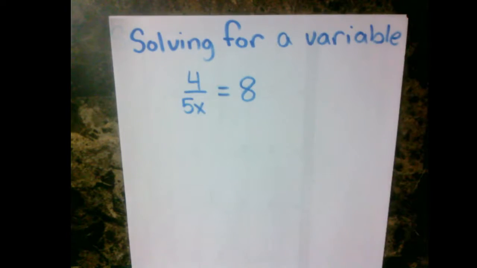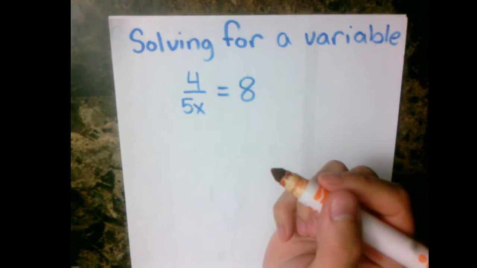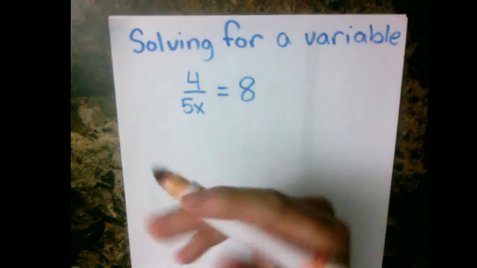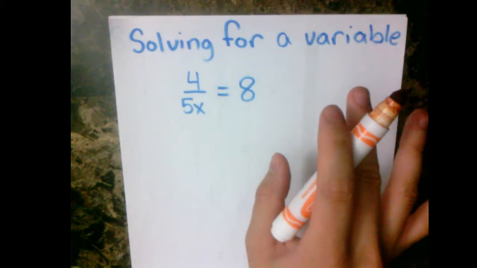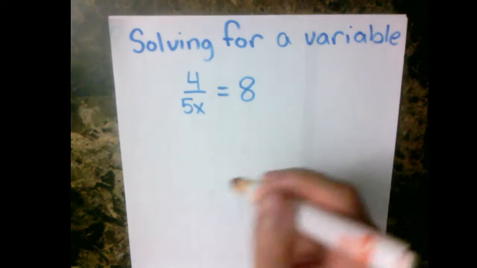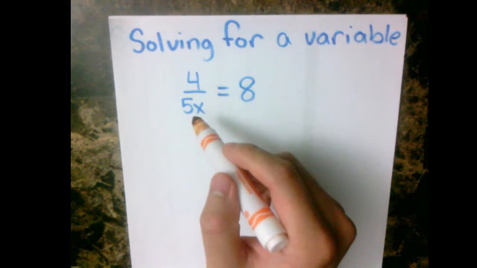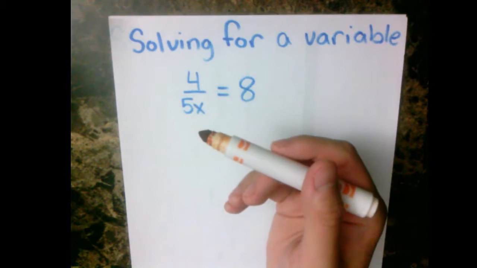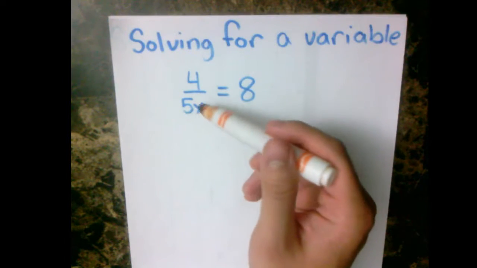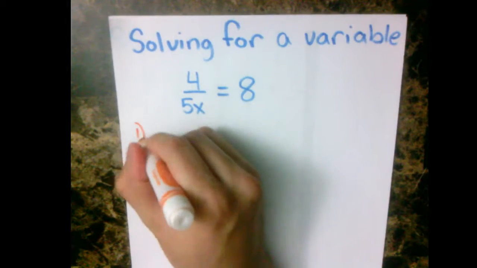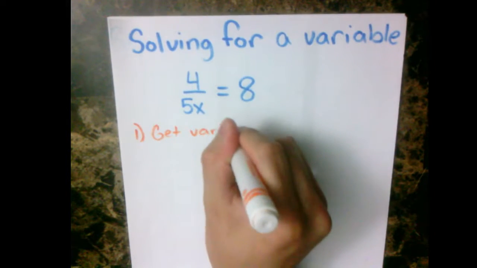Alright, so step 1 here. What you have to do is see if your variable is in the denominator. Because if your variable is in the denominator, that means your first step is to get it out of the denominator. Basically, solving for a variable is to do everything you can in opposites to slowly get this alone. Okay? So step 1 is get the variable out of the denominator.